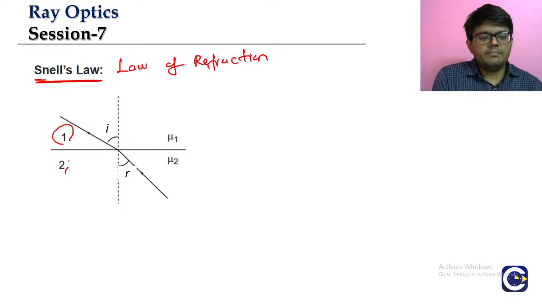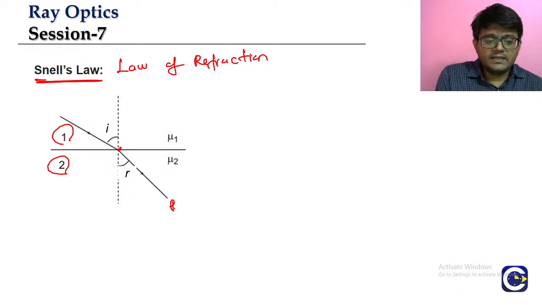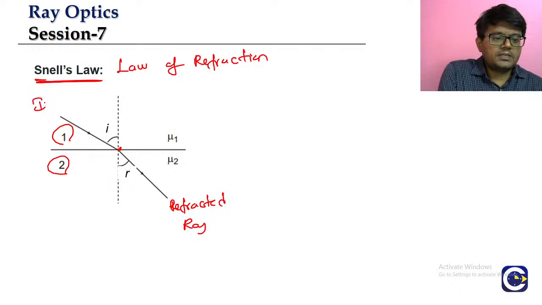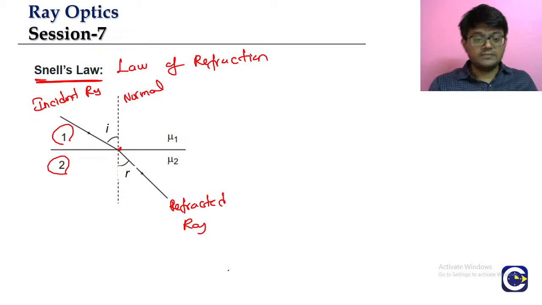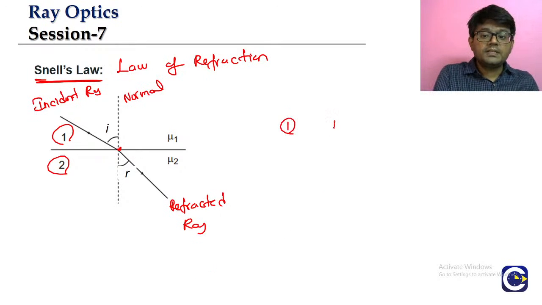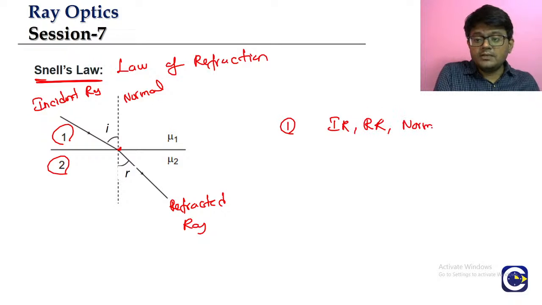So look at this. We have medium 1 and medium 2. The incident ray is coming from medium 1, incident at the point. This is the incident ray, and that is the refracted ray. This is the normal. Now remember, in the law of reflection, the first thing was that the incident ray, refracted ray and the normal all will be coplanar.